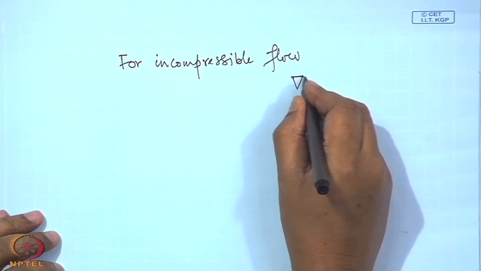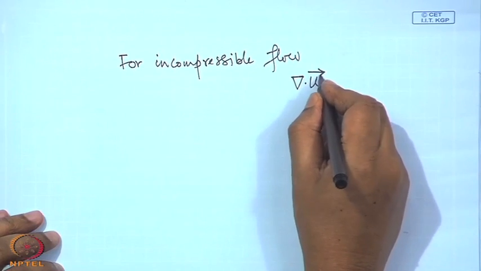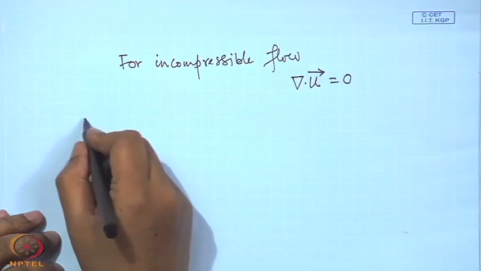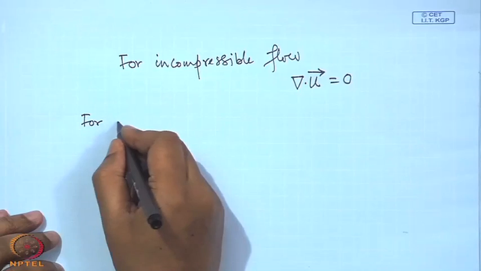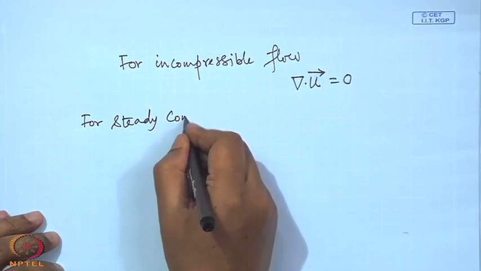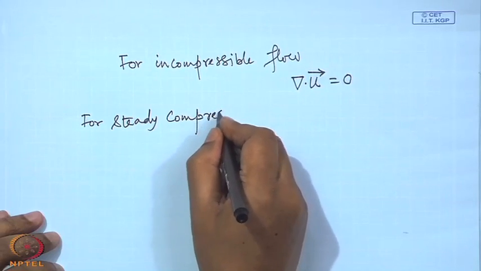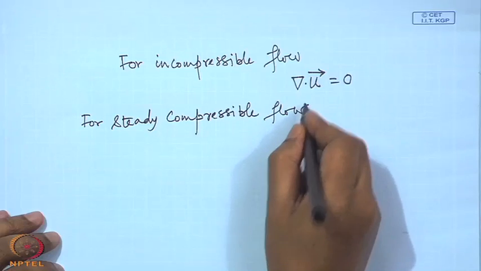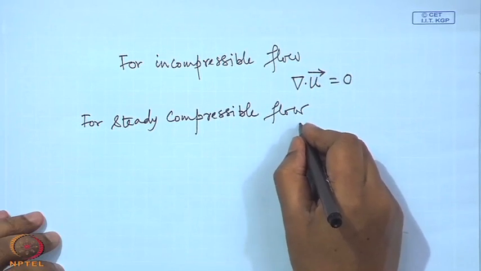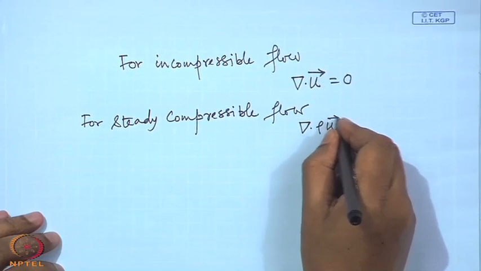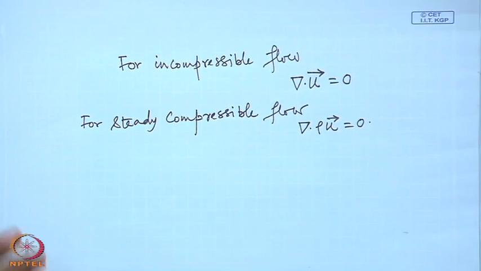we have divergence of the velocity vector is 0, and for steady compressible flow the continuity equation is simply divergence of rho u equal to 0.